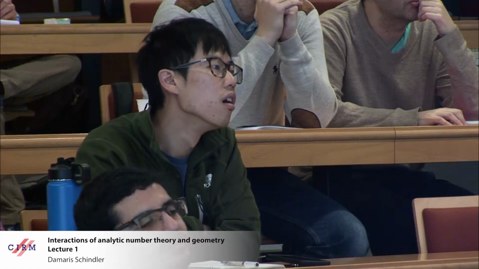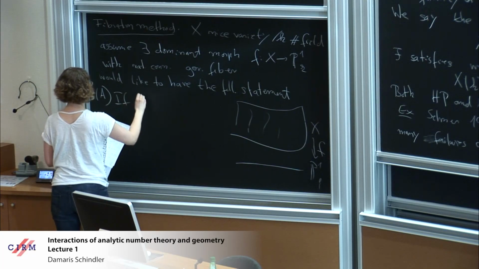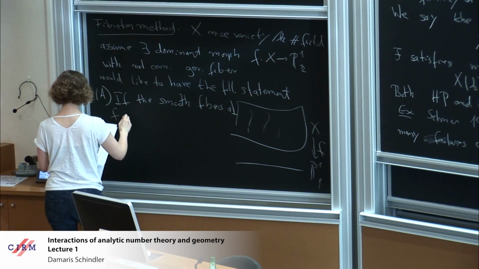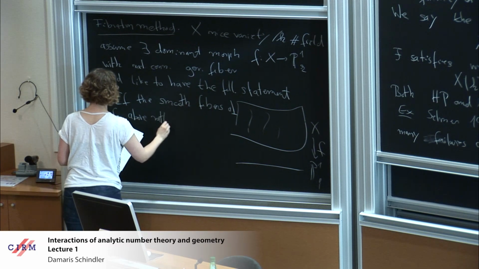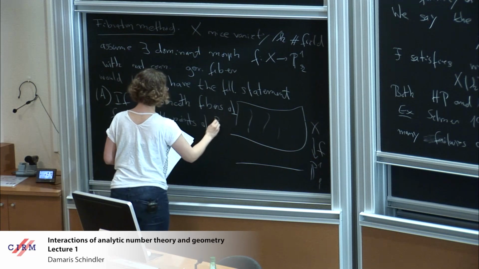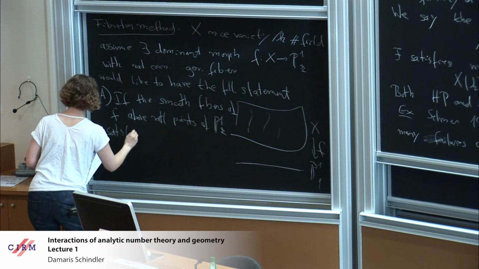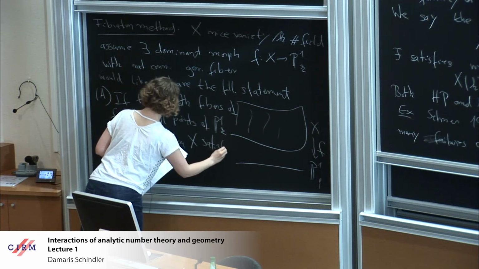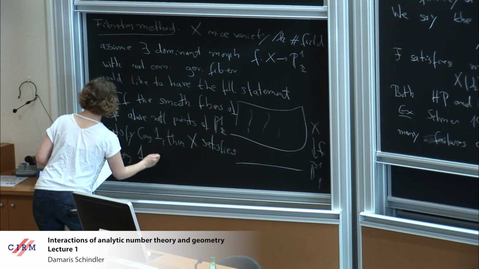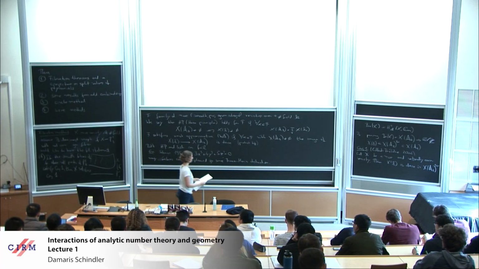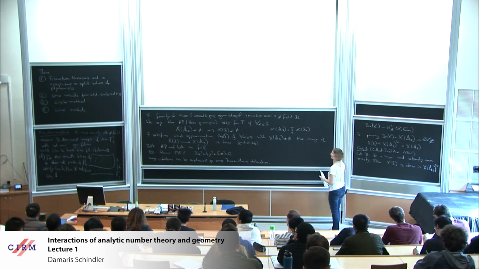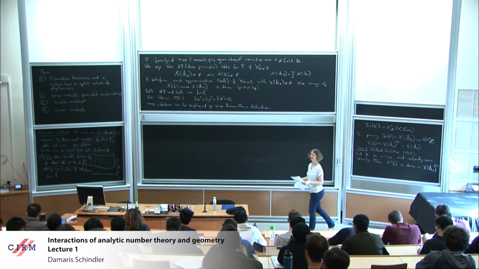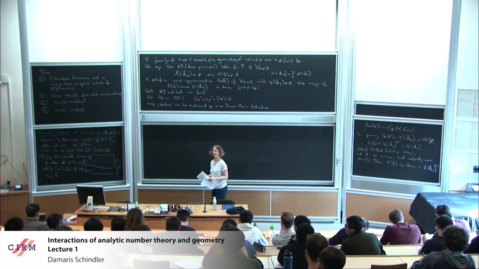So you would like to have a statement, which I call A, abbreviated: if the smooth fibers of f in your fibration above rational points of P1 satisfy Conjecture 1, then also the total space X satisfies Conjecture 1. So you have some fibration, and maybe you understand the fibers, and then you understand the total space.